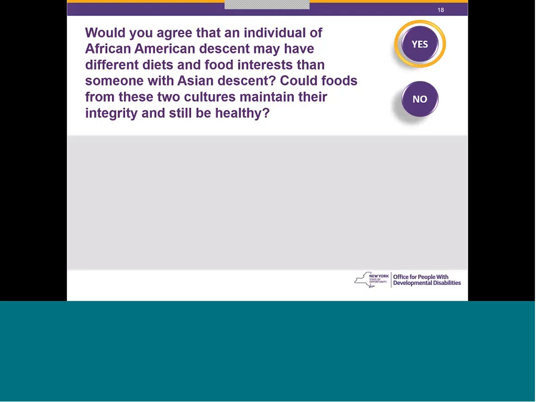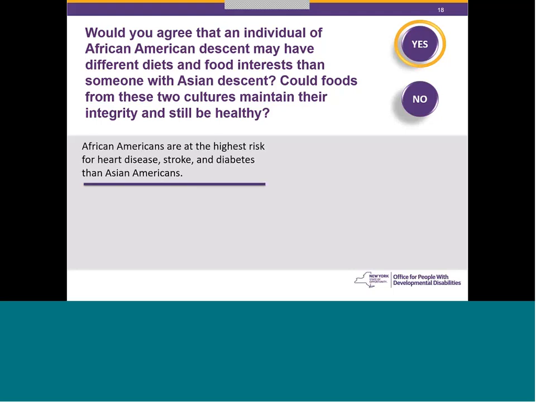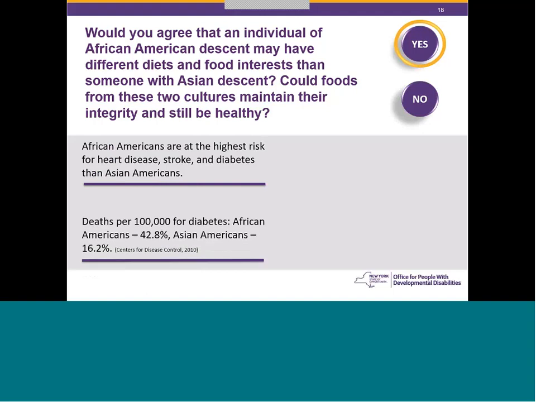However, it's important to be aware that certain groups are at higher health risks for certain conditions. For instance, African American individuals are prone to different health risks than Asian Americans. Research indicates that African Americans are at the highest risk for heart disease, stroke, and diabetes than Asian Americans. According to the Centers for Disease Control, out of 100,000 deaths due to diabetes, African Americans account for almost 43% of those deaths, and Asian Americans account for 16.2%.